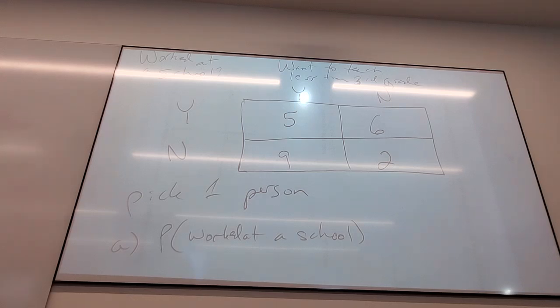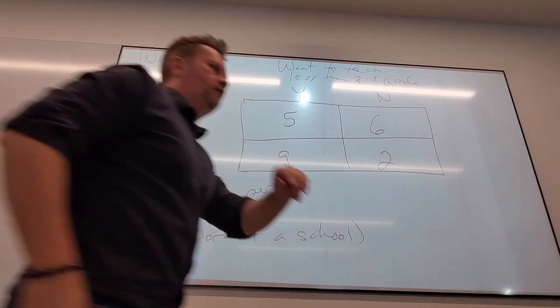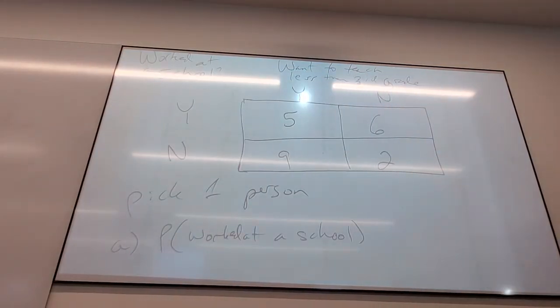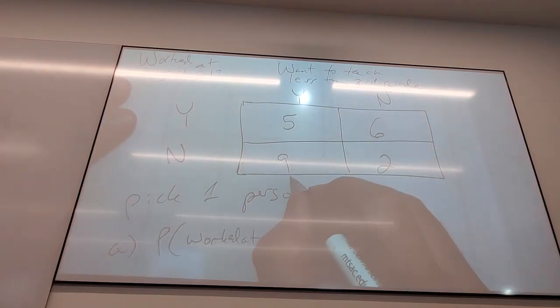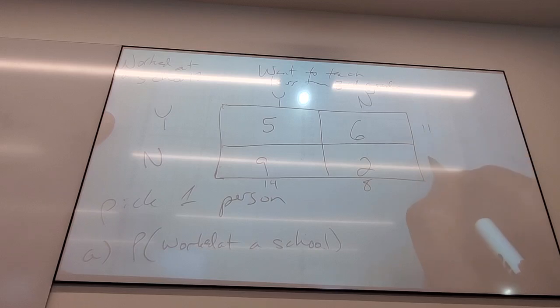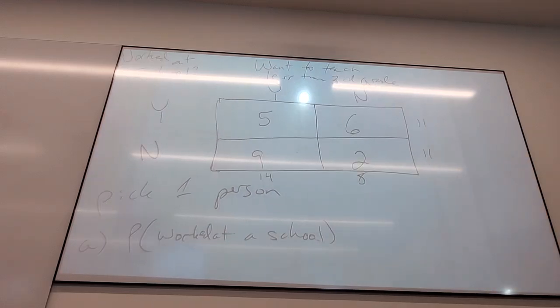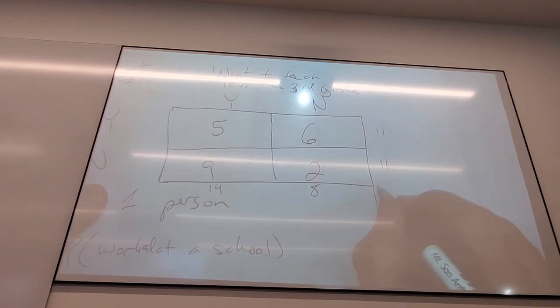11 out of 22. So what did you have to do to get that answer? Add up. Yes. A really good first step is to add up all the columns. So this would be 14, this would be 8, this would be 11, this will be 11. Can somebody tell me how many total people did the survey? 22. So not quite everybody.